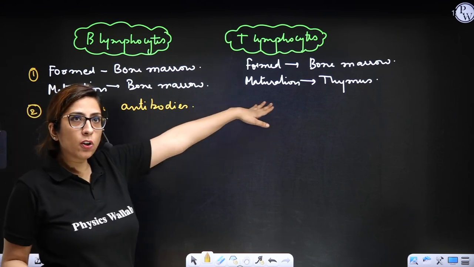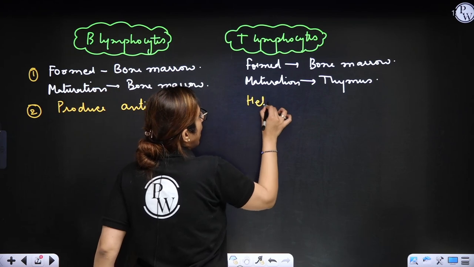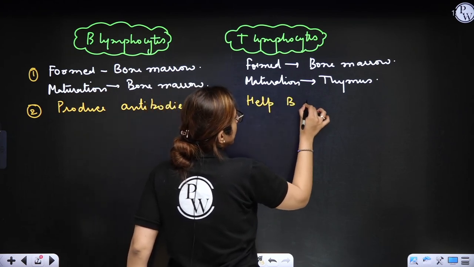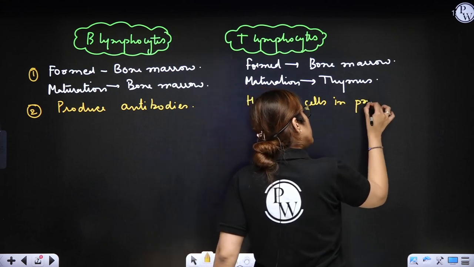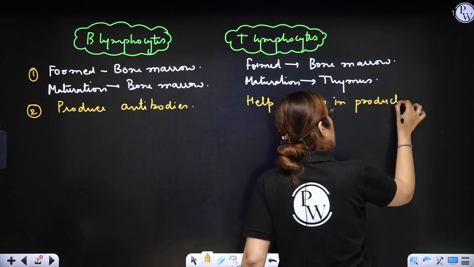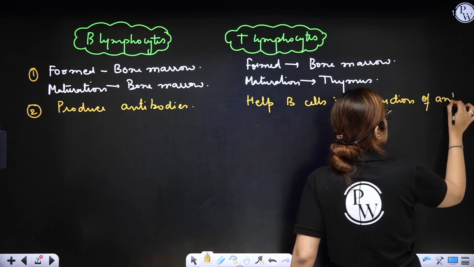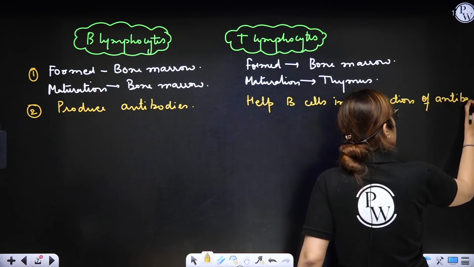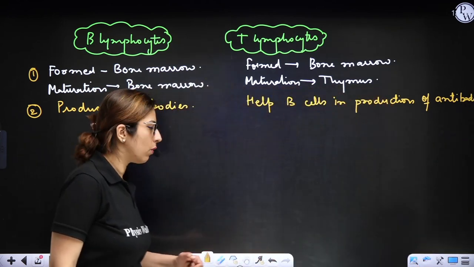Clear? On the contrary, the T lymphocytes, what do they do? They help B cells in the production of antibodies. So they basically help, guys. Clear? Now, the next one.